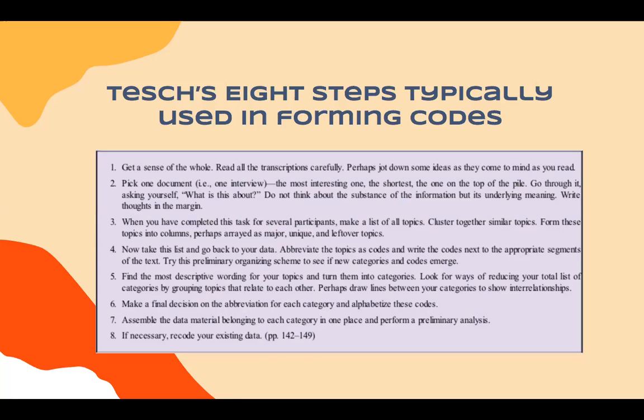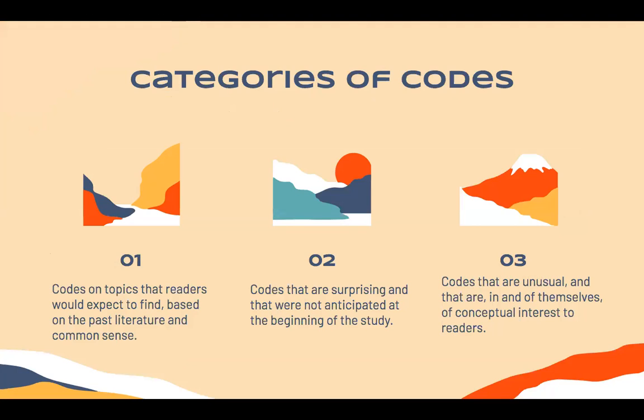And as shown below, here are the 8 steps typically used in forming codes. Next slide, please. In addition, we give some attention to the types of codes to develop when analyzing a text transcript or a picture. And according to the Creswell textbook, codes fall into these 3 categories.